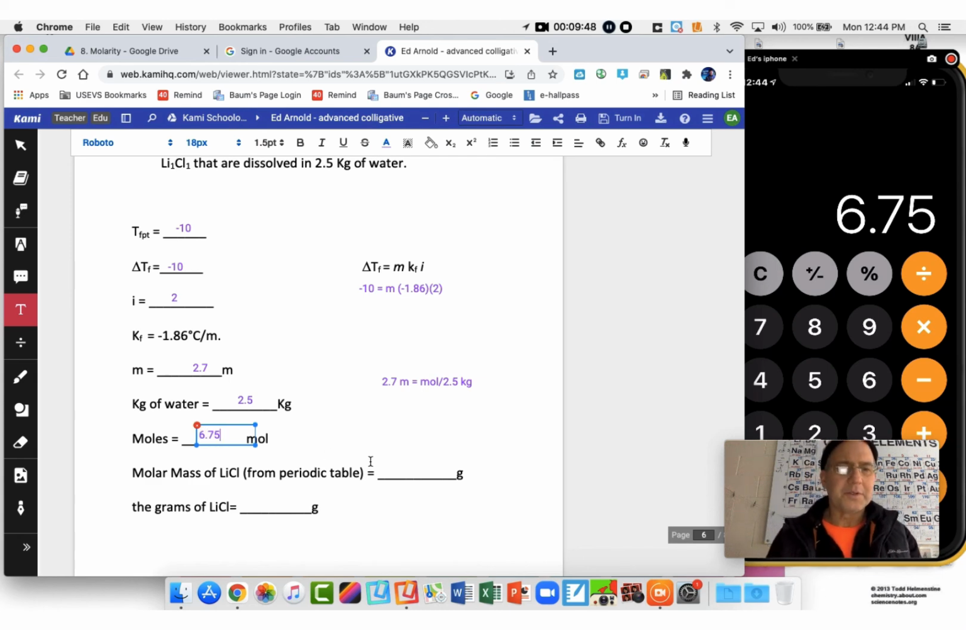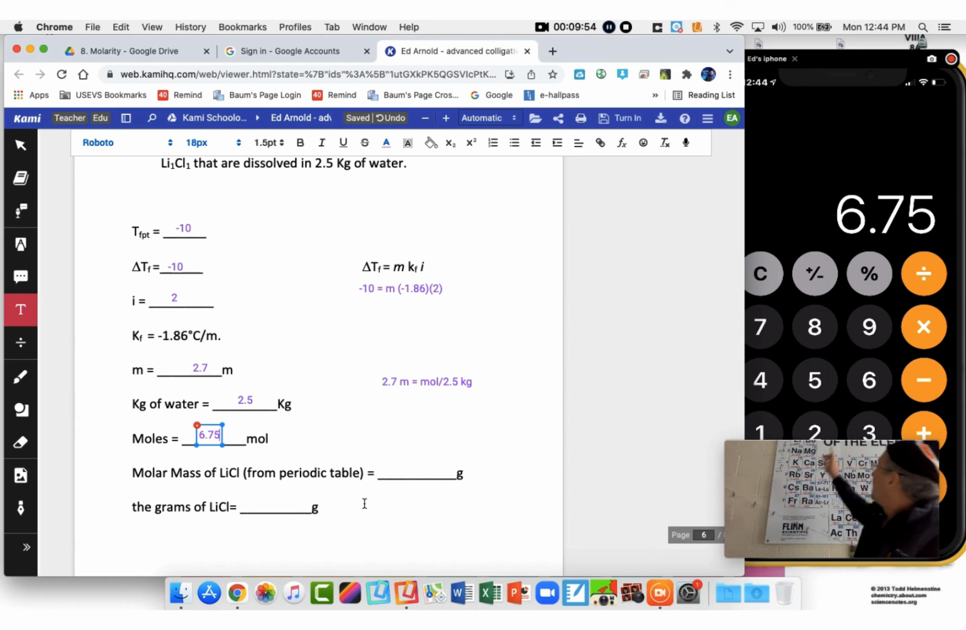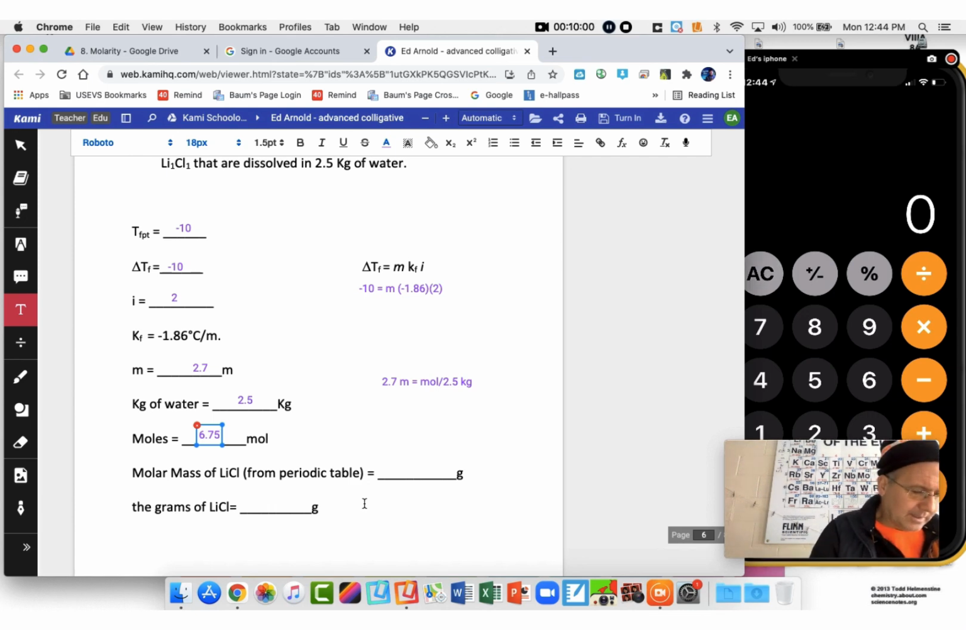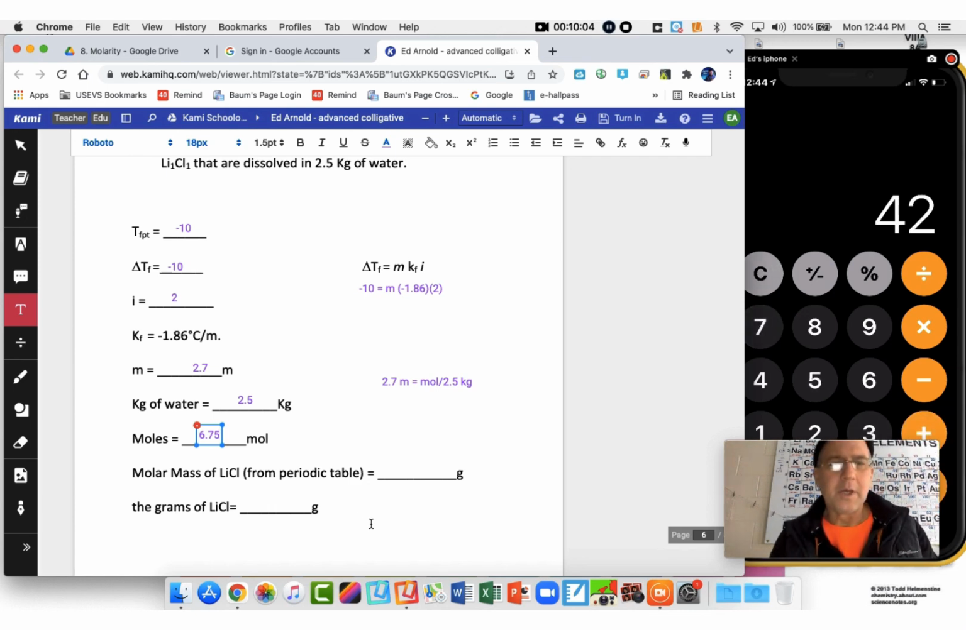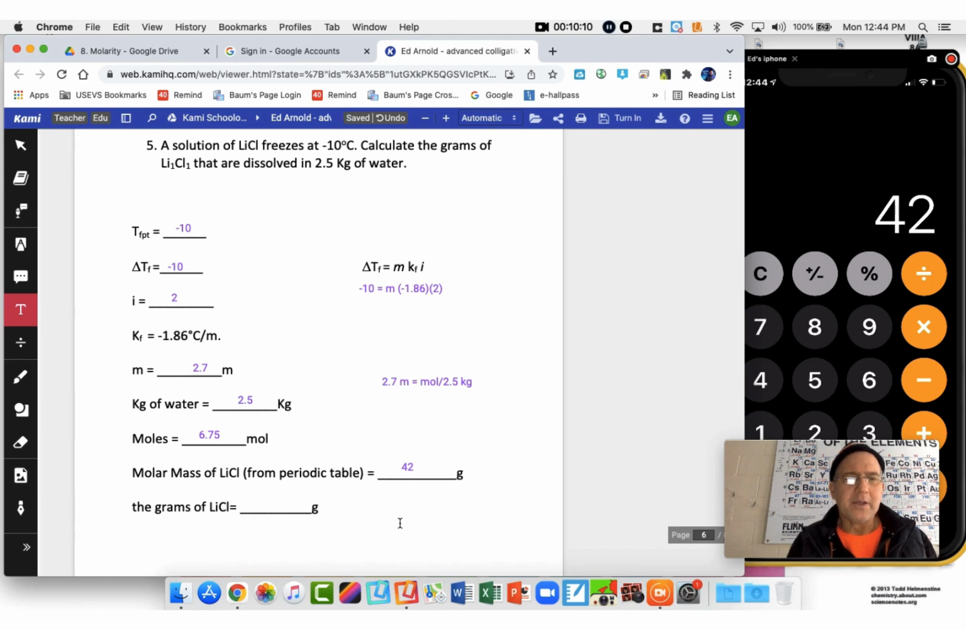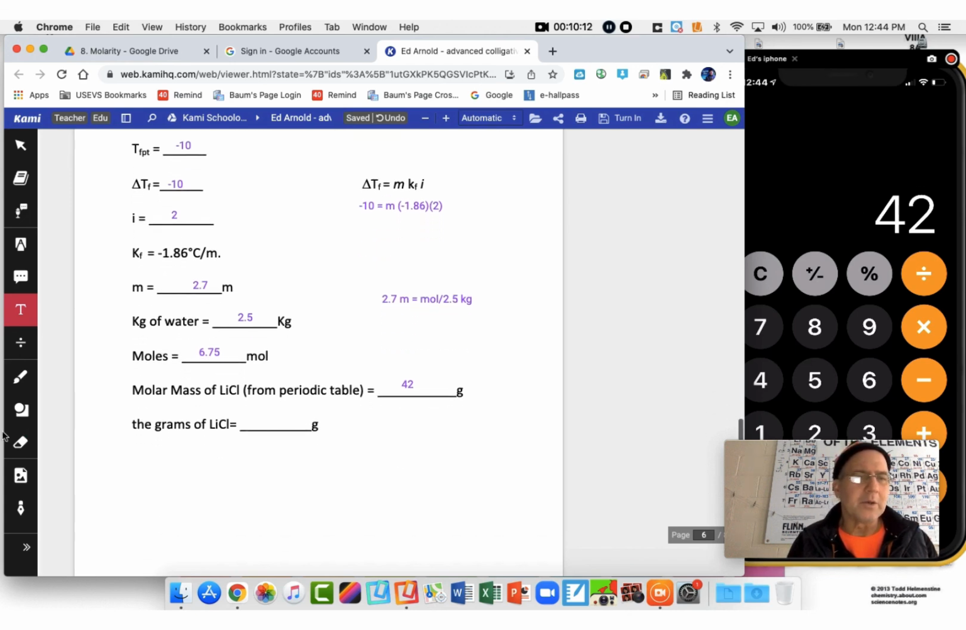6.75 moles. The molar mass of LiCl from the periodic table: Li is 7 and Cl is 35. So 7 plus 35 equals 42. So the mass of that compound is 42. And then we're trying to find the number of grams we needed, so we're going to do a little factor label.